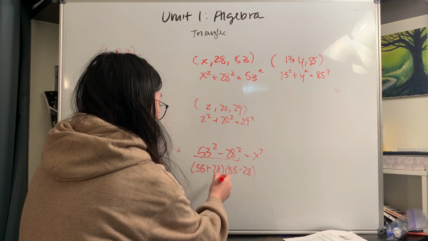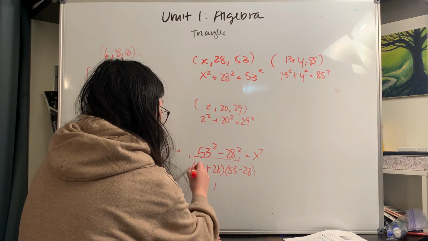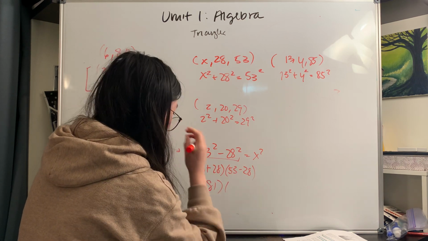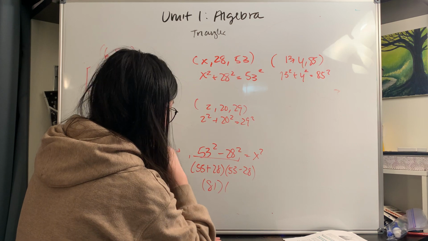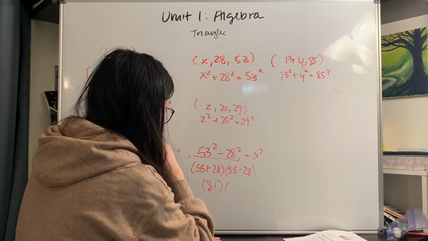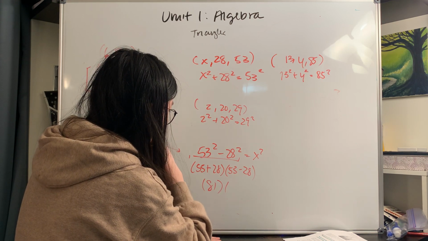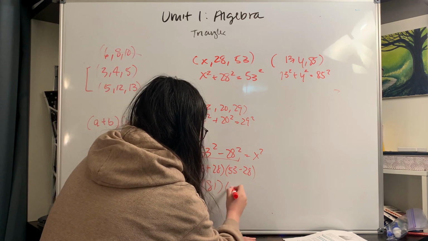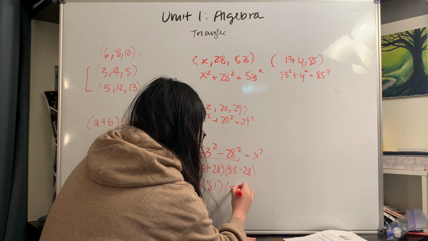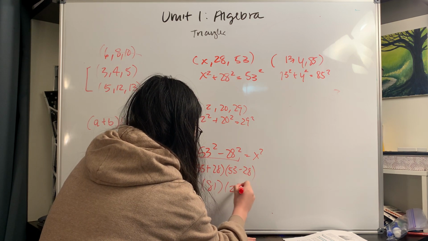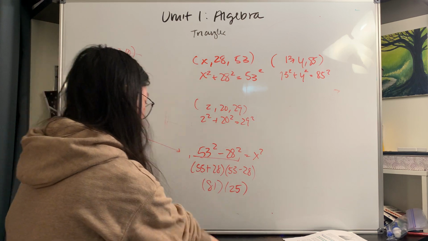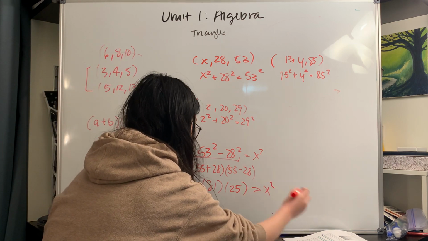Okay, so 53 plus 28, that's 81. Carry a 1, that's 81 times 53 minus 28. That's equal to 53 minus 30 plus another 2. So, okay, sorry. That's equal to 25. So now you have 81 times 25 is equal to x squared.